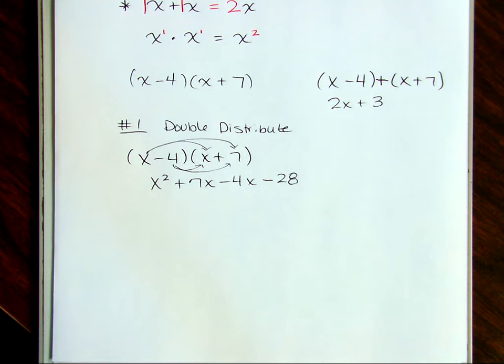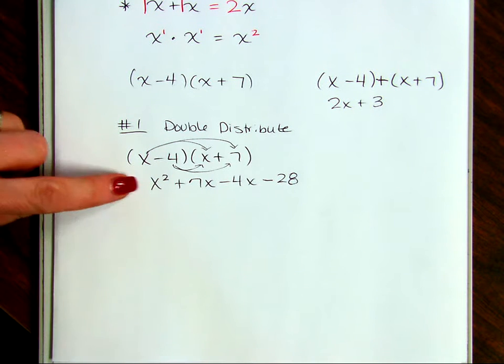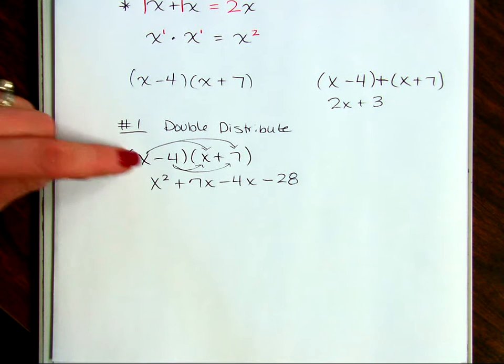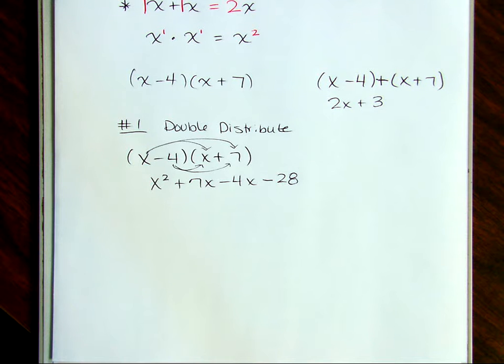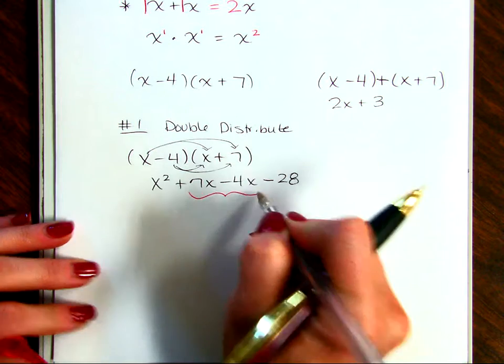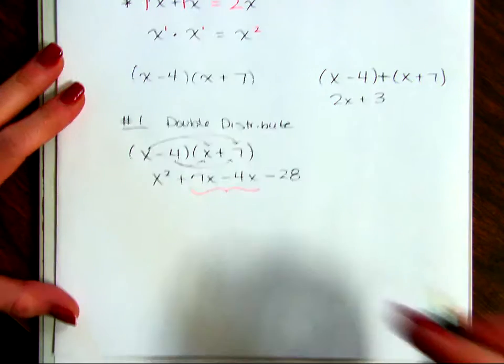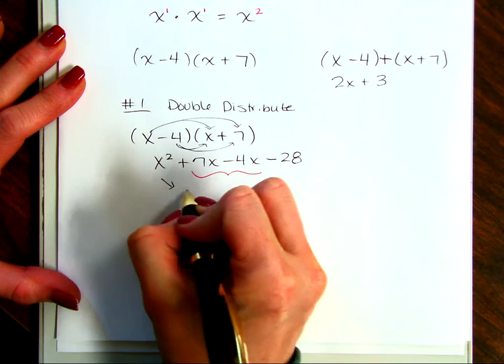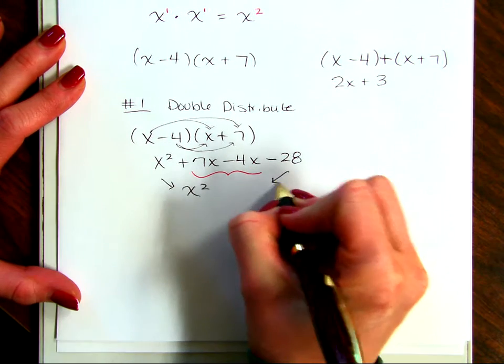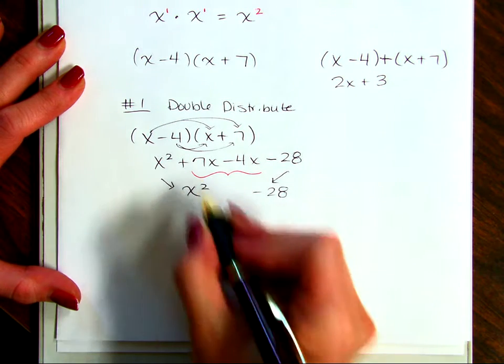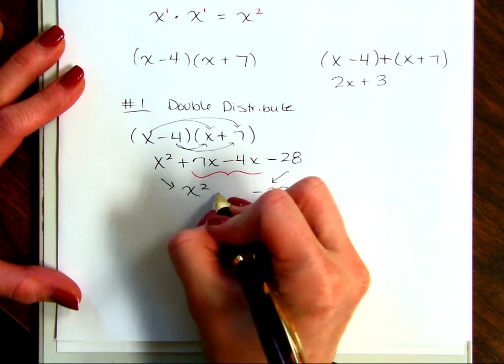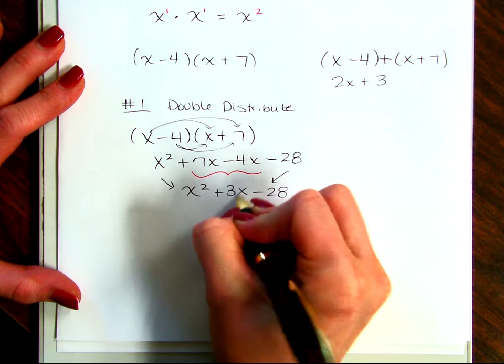With binomial times binomial, it's kind of a 2-step process. So not only do you have to multiply each of these terms, you have to look at your answer and see if anything can be combined, meaning are there any like terms? And I see 2 terms that are both x's, so the terms that cannot get combined just get brought down, okay? And then your 7x and negative 4x gives you positive 3x.